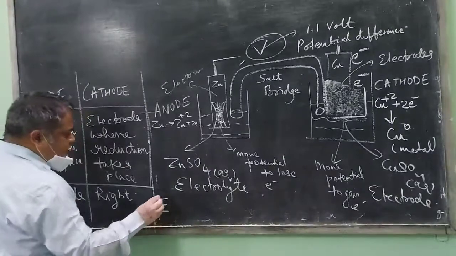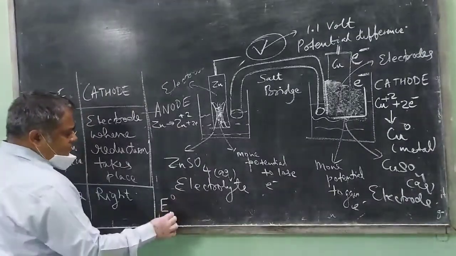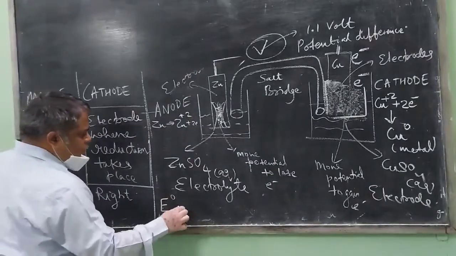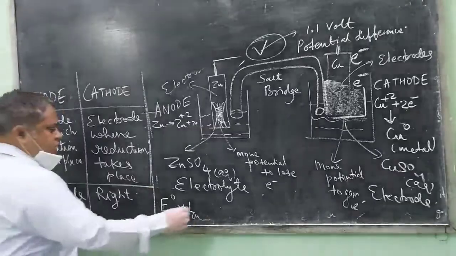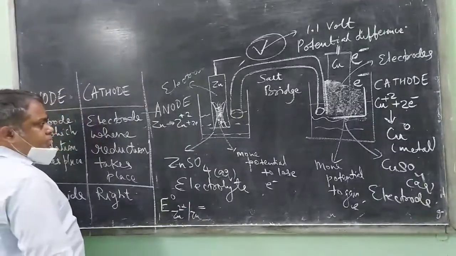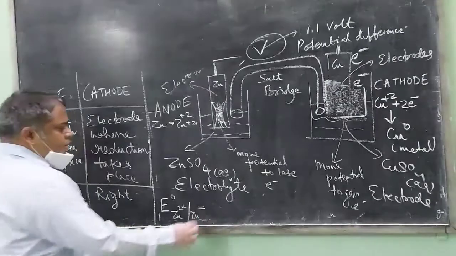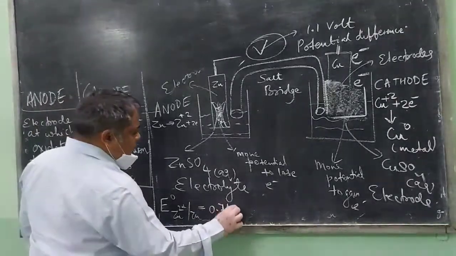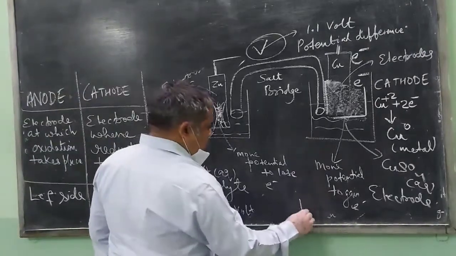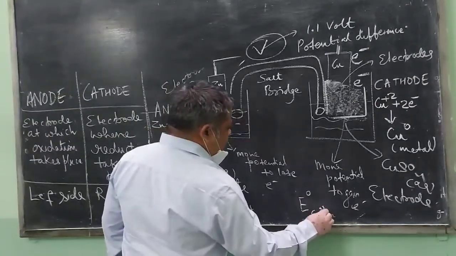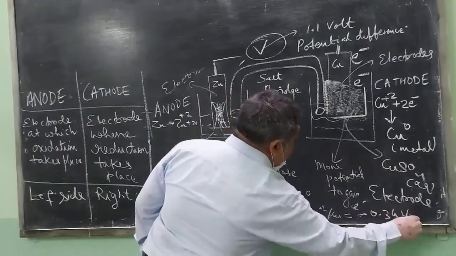The electrode potential of Zn2+ becoming zinc, reduction potential as taken by convention, is equal to minus 0.76 volt, and this is plus 0.34 volt.